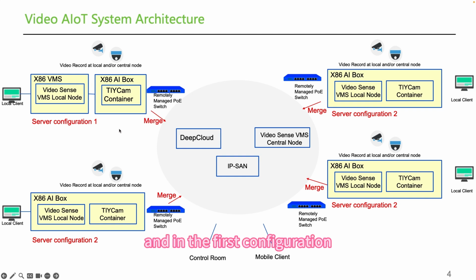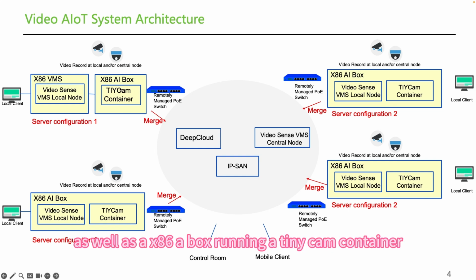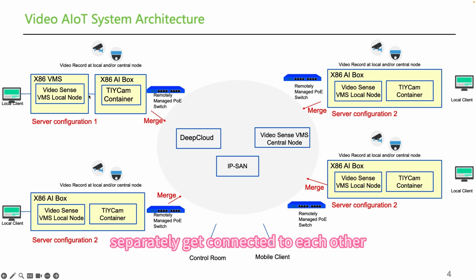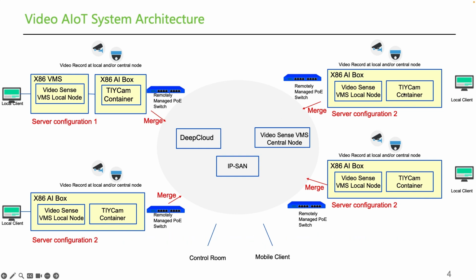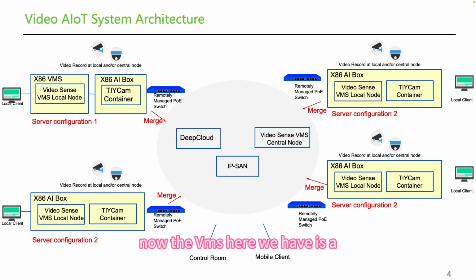In the first configuration, here labeled as server configuration 1, we have an x86 VMS running a VideoSense VMS local node, as well as an x86 AIoT box running a TinyCam container, separately yet connected to each other. In server configuration 2, the x86 AIoT box runs both the VMS local node and a TinyCam container. Now the VMS here is a video management system, and the TinyCam is a tinker-it-yourself camera container.